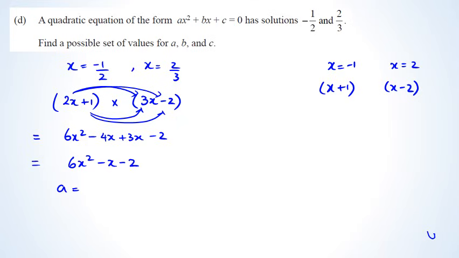Guess what? You got your a value. A is 6, B equals -1, C equals -2. That's all you need to do.